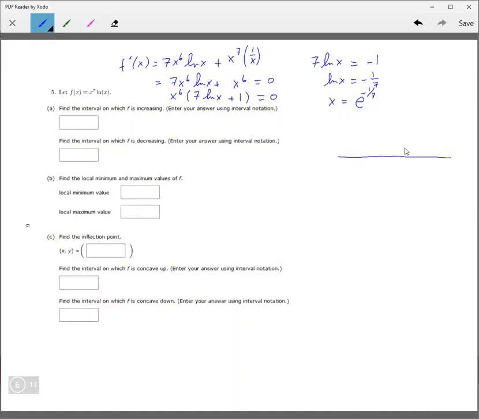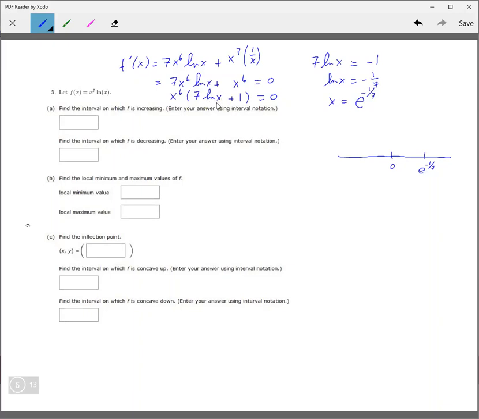And then I can do my little chart here. So it's 0 here, and it's also 0 at e to the negative 1 over 7. Okay. So notice that that's negative, but this is positive. So x is actually positive. This is actually 0 where x is a positive number.